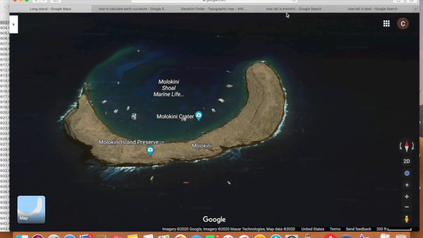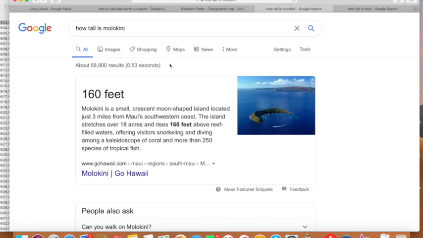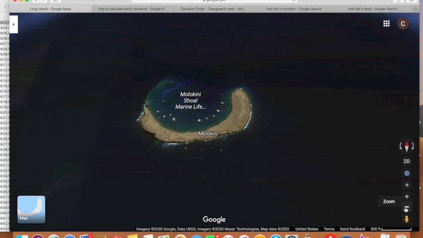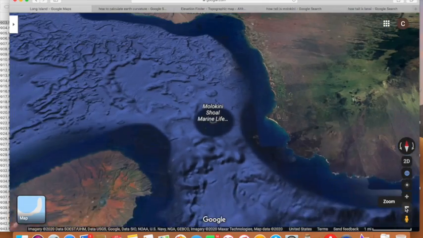Okay, and look here, how tall is Molokini? Molokini is only 160 feet above the water level, and 160 feet is the tallest point on the ridge, because you see it kind of dips here in the middle, so it's not as tall as 160 feet. Okay, and we're observing that from the Big Island.